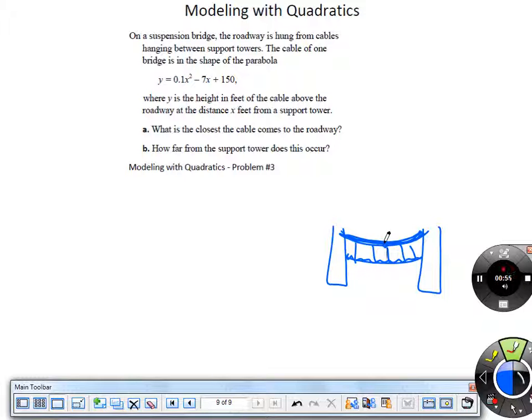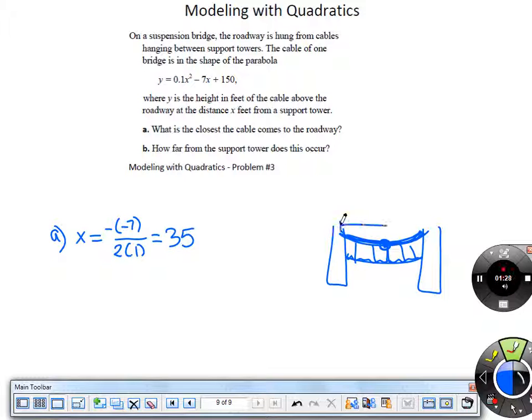So the closest the cable comes to the roadway is when it's at its minimum point. So the first thing we want to do is calculate that minimum point of that parabola. Since it's in standard form, we're going to do negative b over 2a. And this is going to give us the x value. So remember what the x value is here. The x value, which is 35, represents how far from the support tower you would be in feet.